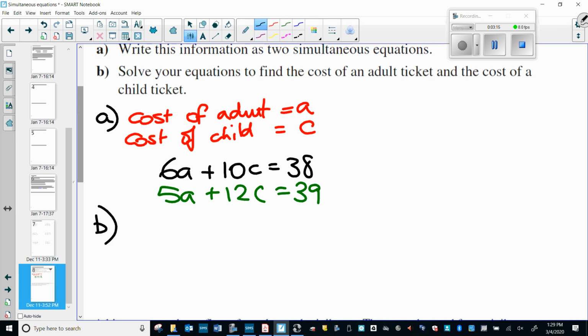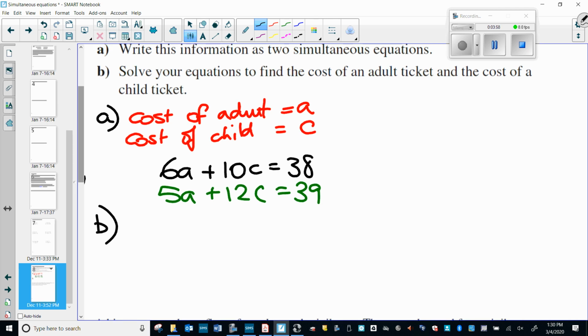Now we're going to go a little bit slower for Julia, because she hasn't done any of these yet. What's probably the easiest method to do here? Is it graph, elimination, substitution? Substitution is probably the best option where you have singular letters, but we've got 6 and 5 and 10 and 12. So elimination method is probably our best option.